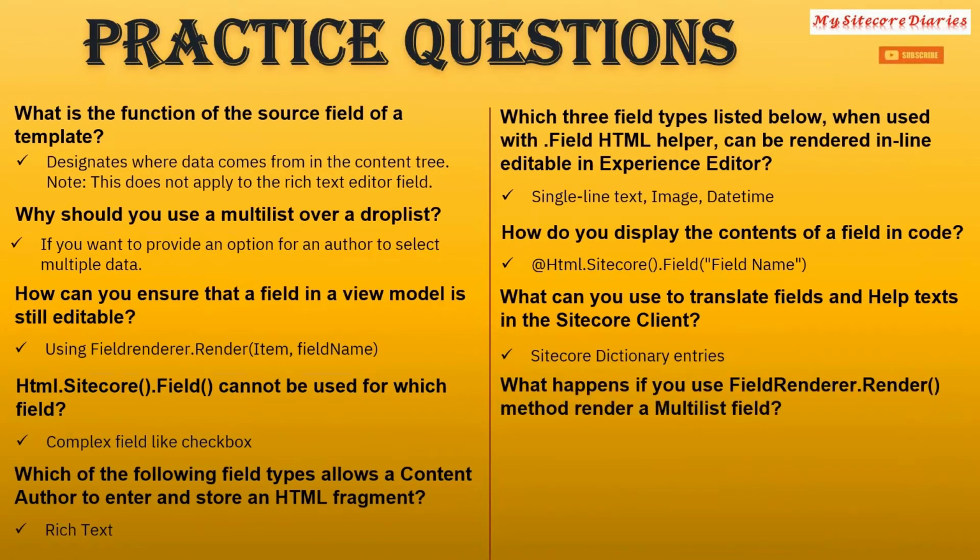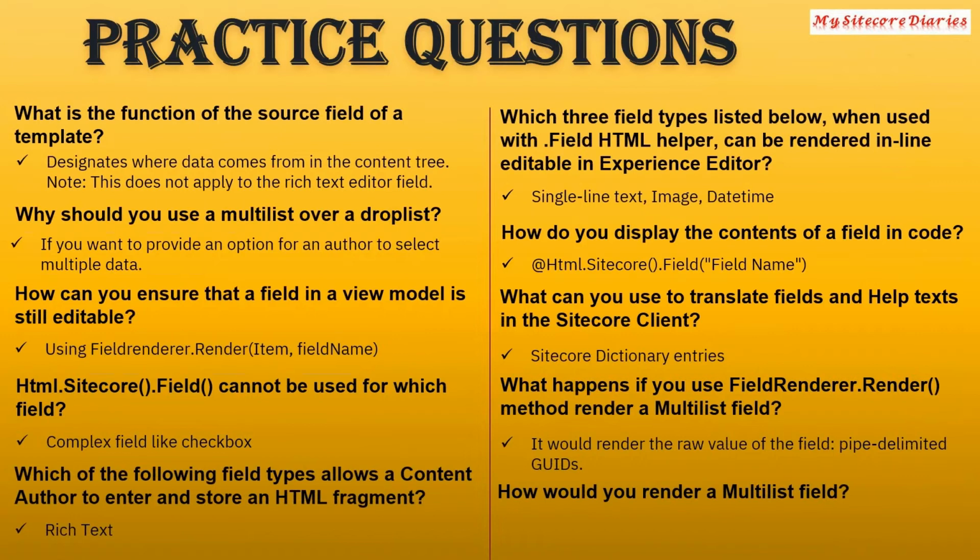What happens if you use a field render.render method to render a multi-list field? A multi-list field stores the data in ID format with comma separators. I think it will render the raw values of the field, pipe delimited. Sorry, it's not a comma separator, it is pipe delimited GUIDs. How will you render a multi-list field? Okay, by retrieving its value in the code. As we see in our question, it is stored as pipe delimited GUIDs, so you have to get those GUID values, and then from those GUID values get the actual item.